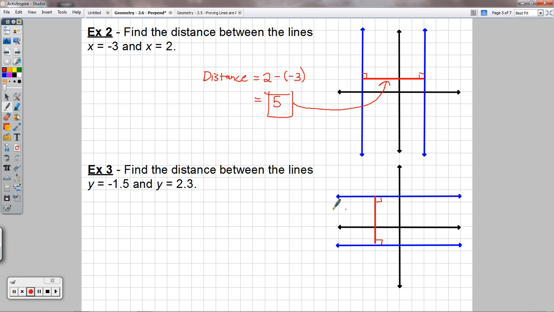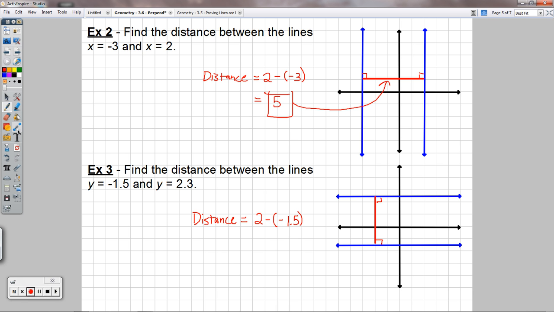So right here, the distance is going to be, it's a little harder to count the jumps here. We do have to deal with the numbers. So I just go with the bigger one minus the smaller one. That way I don't have to think about absolute value. So the bigger one is 2.3.